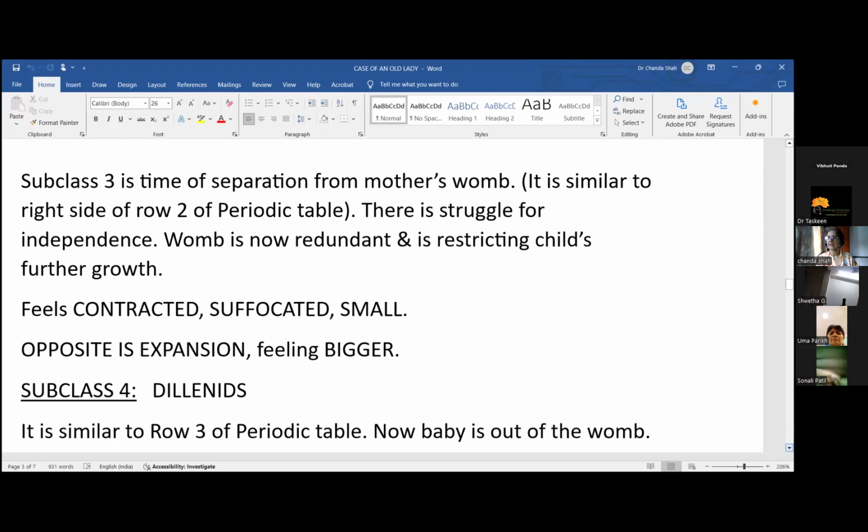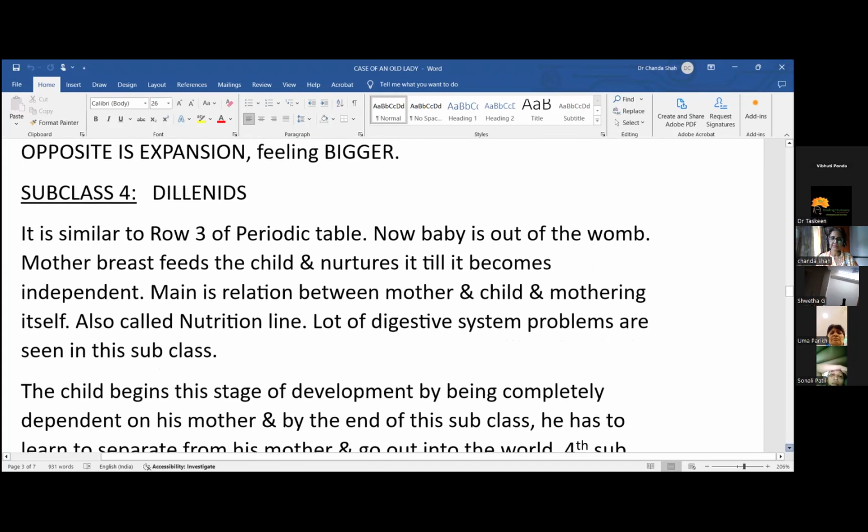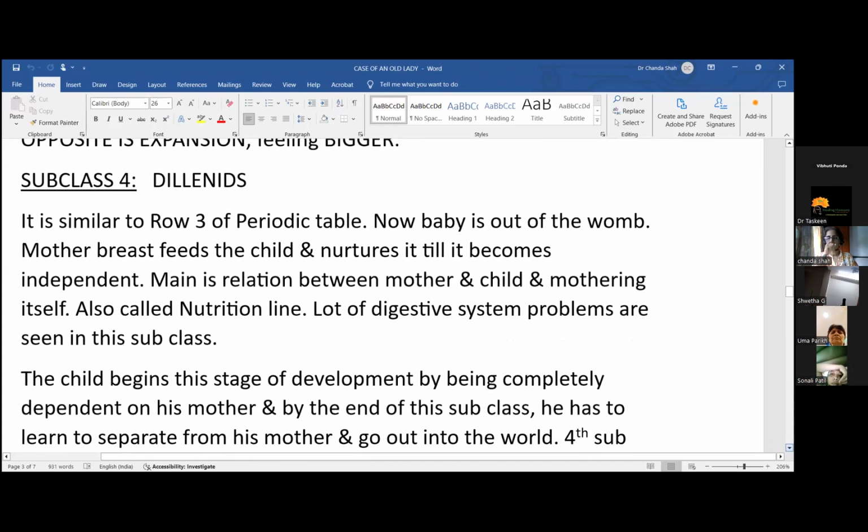Okay, so this is the time of the labor period when the child is being born. Now this case is of subclass 4, the dilinids. This is similar to row 3 of the periodic table. Now the baby is out of the womb. Mother breastfeeds the child and nurtures it till it becomes independent. So here the main thing is the relation between the mother and child and mothering, also called the nutrition line.